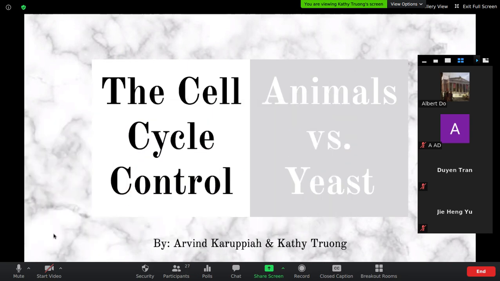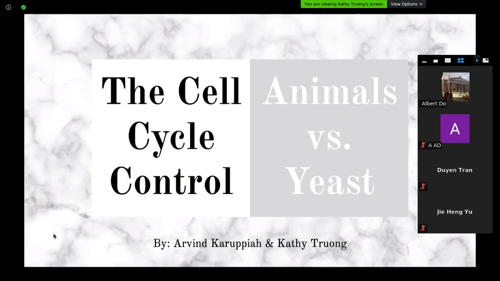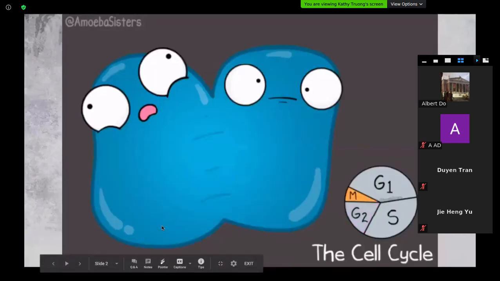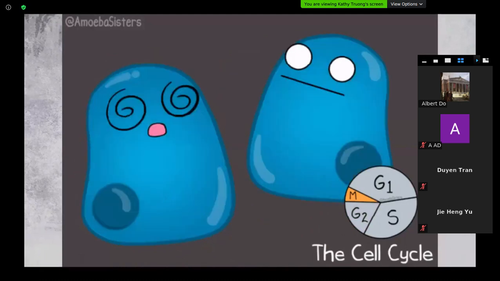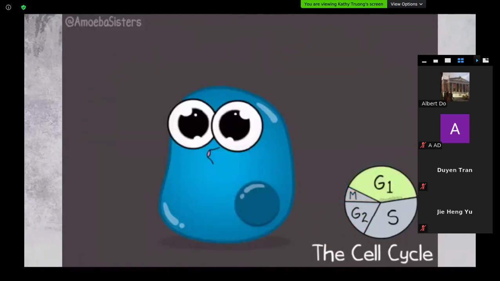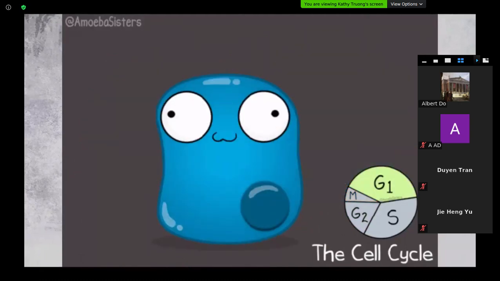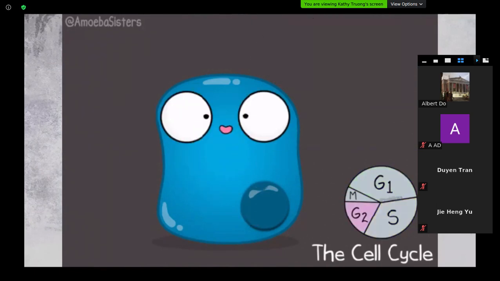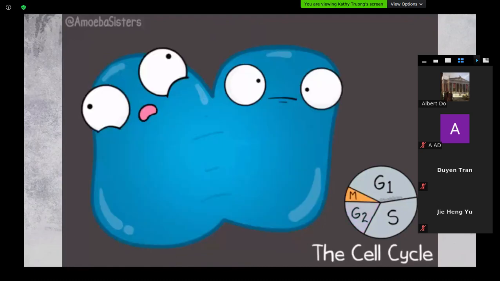All right. So, hey guys. Today we're going to be talking about the cell cycle control in animals and yeast. First off, let's reintroduce the cell cycle. The cell cycle starts at G1, then it goes into S, G2, and then into M, which is mitosis. We learned this last week, so it's kind of like a refresher.